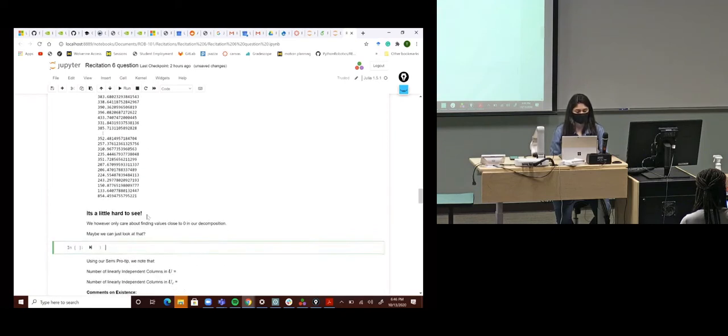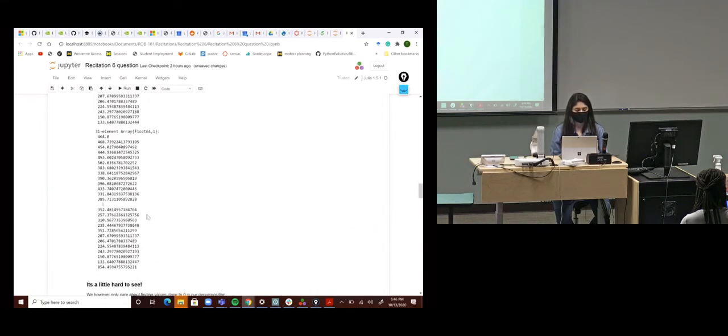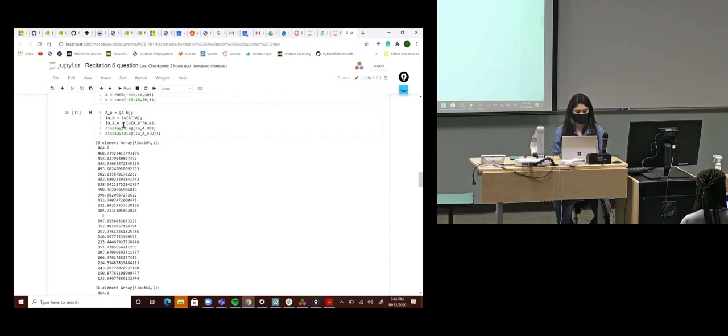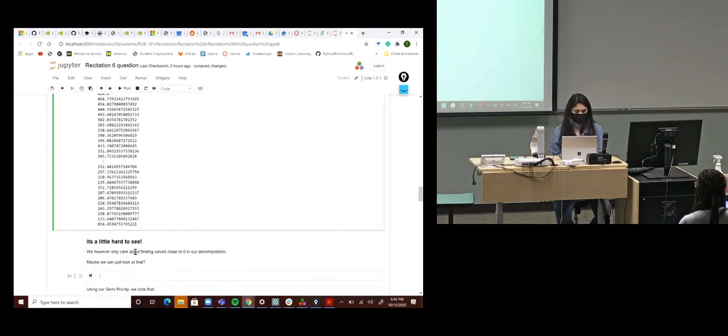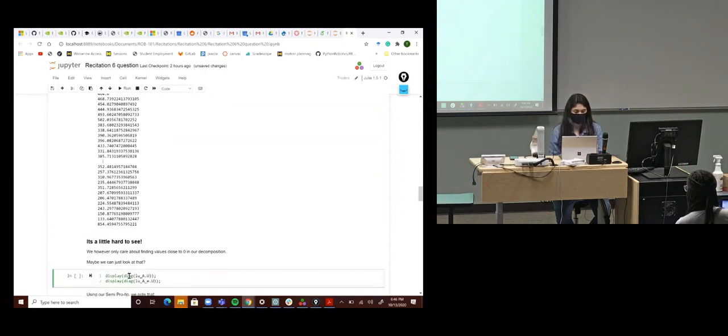So instead of looking at all of the diagonal elements, we'll just look at whatever is the minimum absolute value. So we'll take the minimum of the absolute value of all the terms in this diagonal matrix. And similarly, we'll do a minimum of the absolute value. And we need the dot operator because we want the absolute value of each element, right?